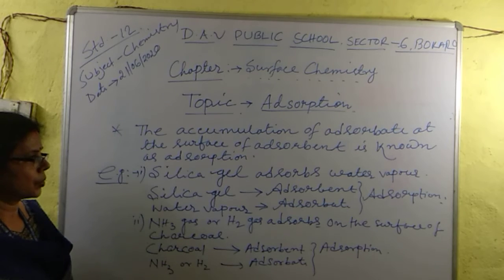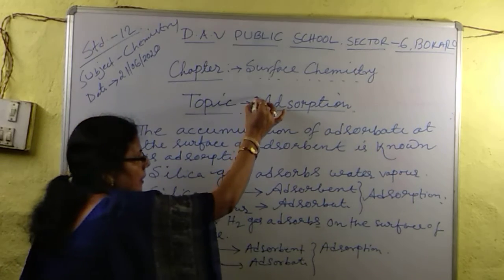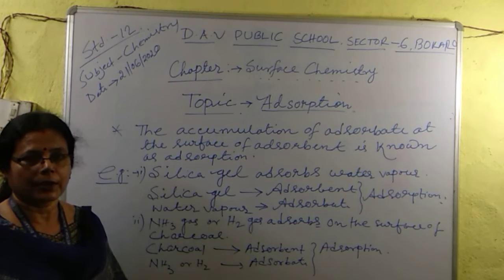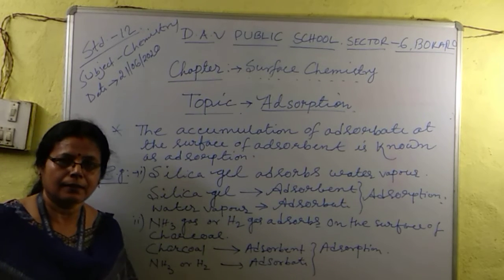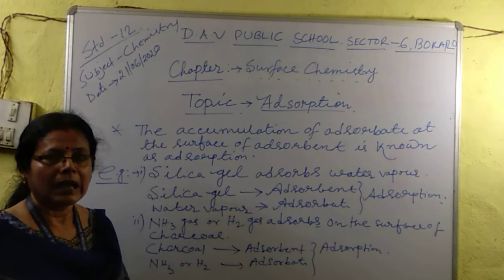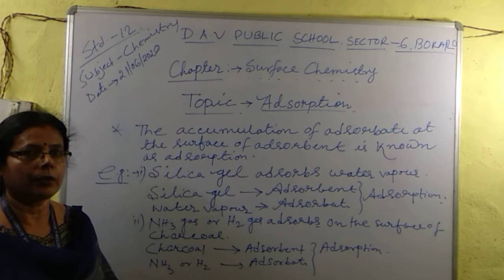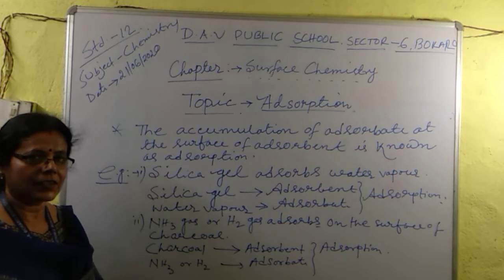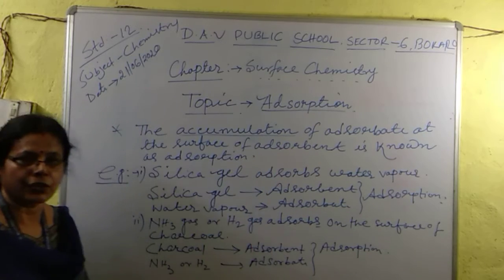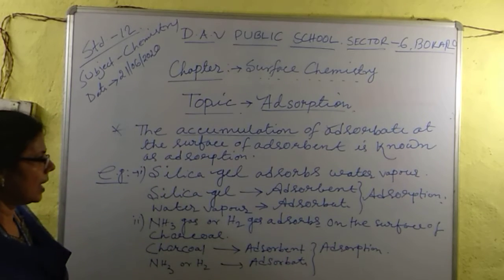Now, students, the topic of today is adsorption. Very important topic, adsorption. So first we should know what is adsorption. Adsorption is the accumulation or concentration of the adsorbate on the surface of the adsorbent. That is, one term has been used here: accumulation or concentration of adsorbate at the surface of adsorbent.